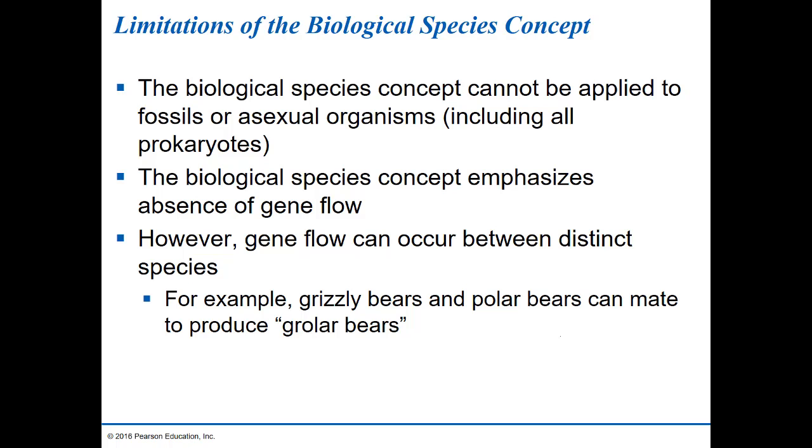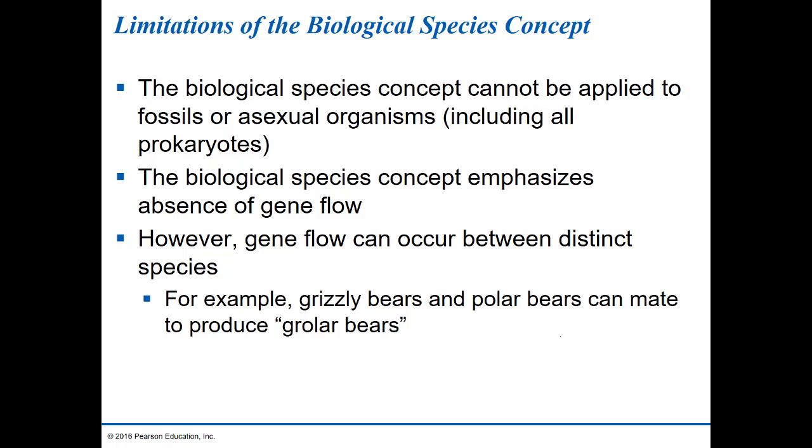There are some limitations of the biological species concept, one being that it only works for those organisms that are sexual organisms, so it's not going to include asexual things that are able to reproduce without a male or female. They just make clones of one another. It also emphasizes the absence of gene flow. However, gene flow can occur between distinct species.